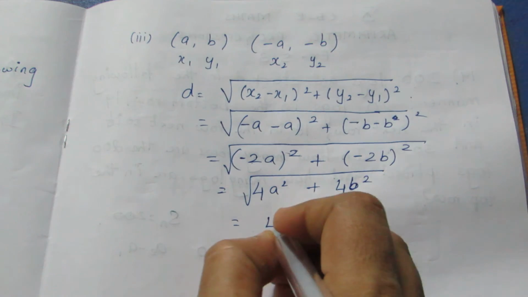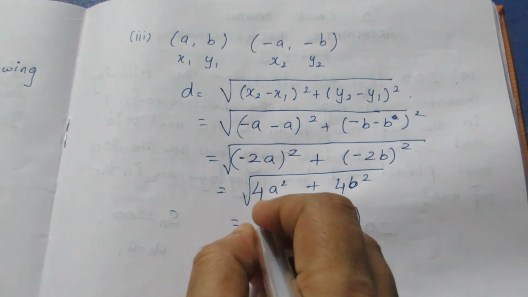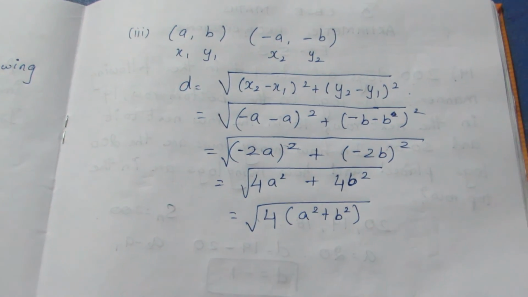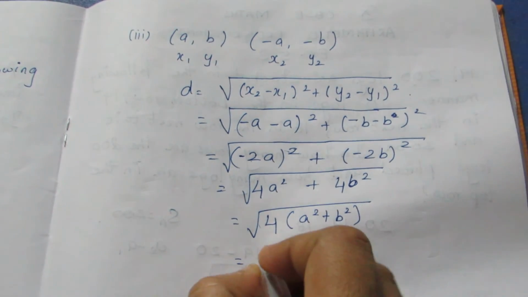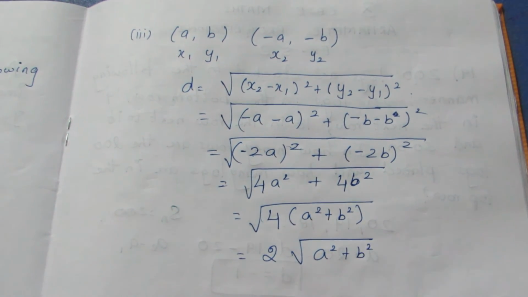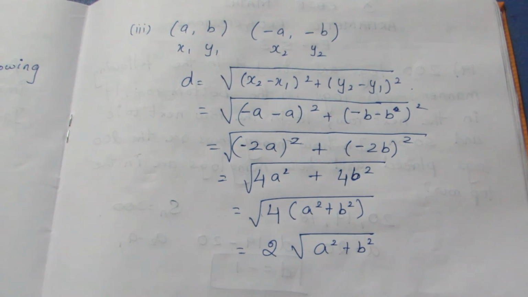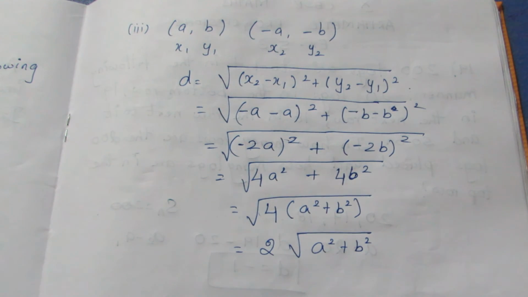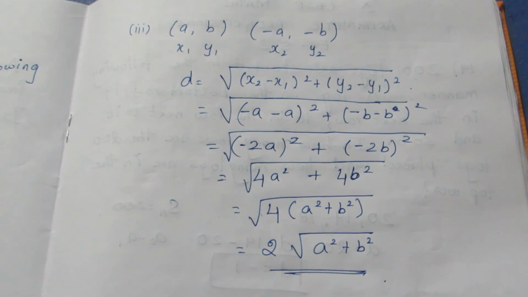We can take 4 common outside. It becomes a square plus b square root. We can take the root 4 outside. Root 4 is nothing but 2, so 2 will come outside. So 2 root of a square plus b square. As it is plus in between, we can't cancel the square and the root. If it is only a whole square, we can cancel the root and the square. But for plus or minus in between, no cancellation of the square and the root. This is the final answer for the third sum. That's all with the sum. Thank you.